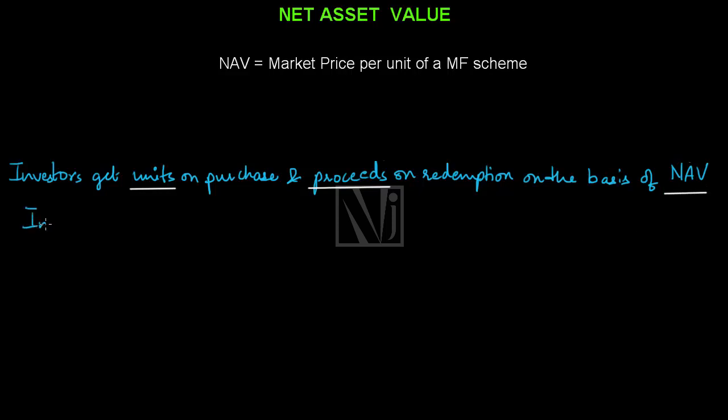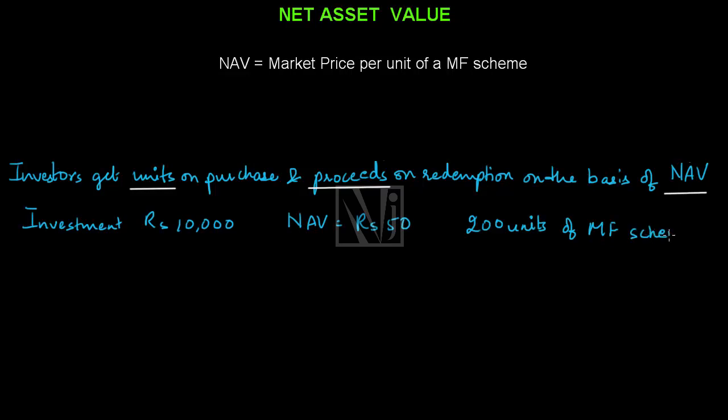So, let's say an investor invests rupees 10,000 in a mutual fund scheme. The NAV of the scheme is rupees 50. So on the basis of this NAV, the investor will get 200 units of this mutual fund scheme.